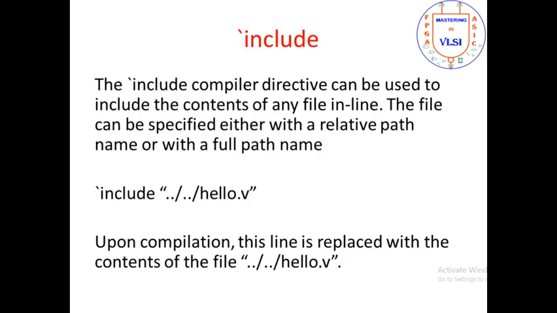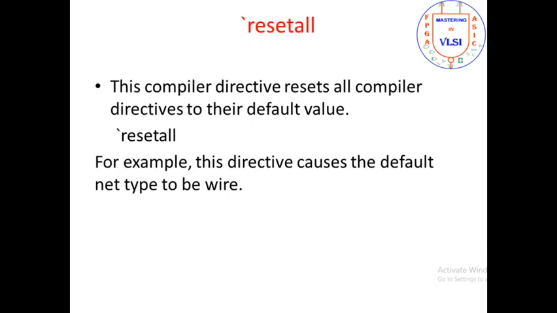`include. The `include compiler directive can be used to include the contents of any file in line. The file can be specified either with a relative path name or with a full path name. `include within double quotes, /hello.v. Upon compilation, this line is replaced with the contents of the file hello.v.